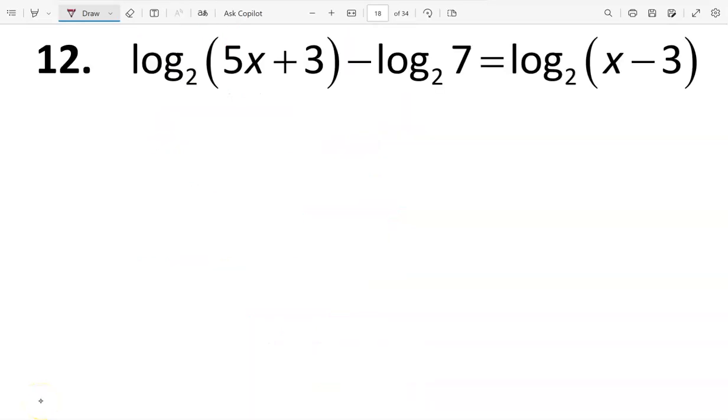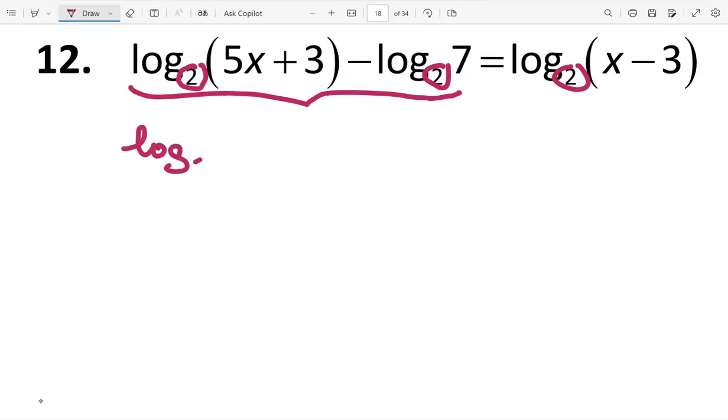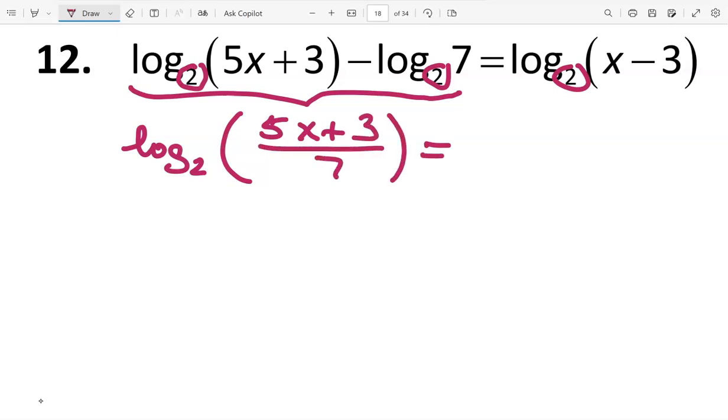In number 12, we have a logarithmic equation where there are 3 logs, all with the same base. On the left side, we can condense this log. The subtraction of 2 logs with the same base is equal to the log of the division, 5x plus 3 divided by 7, and bring down the log on the right side.